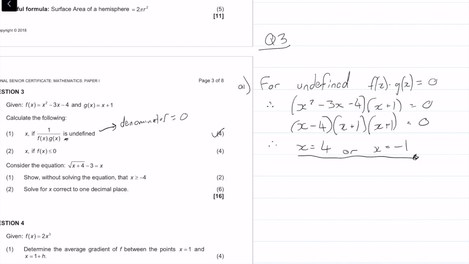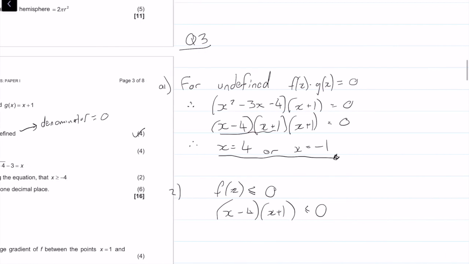Okay, and then we want to solve for x if f of x is less than or equal to 0. So for part 2, we say that f of x must be less than or equal to 0. We know that f of x, I'm just going to put the simplified version, which was x minus 4, x plus 1, because we already did that over here, must be less than or equal to 0.